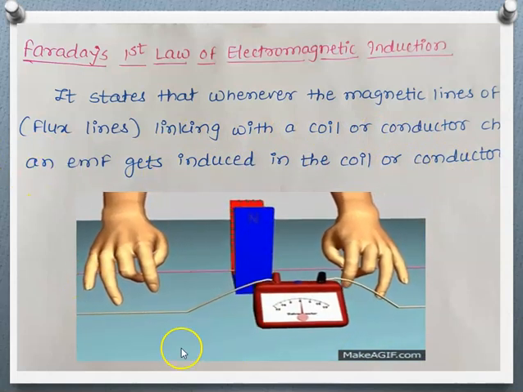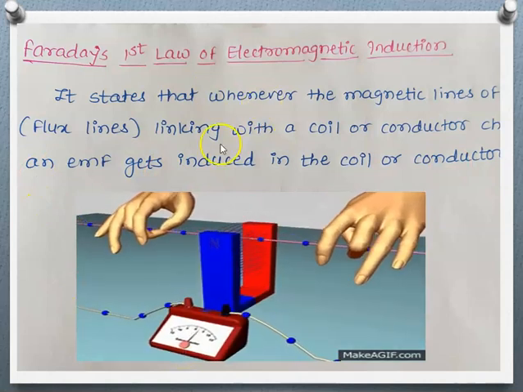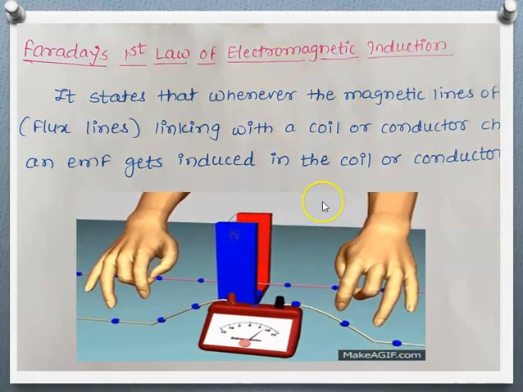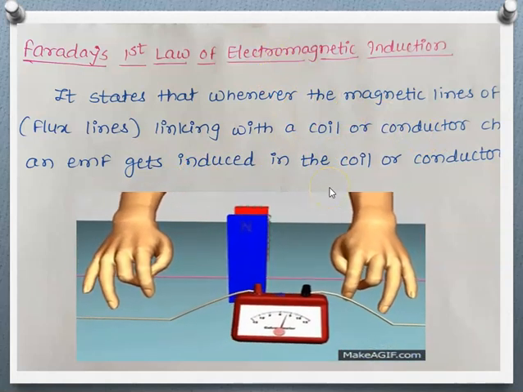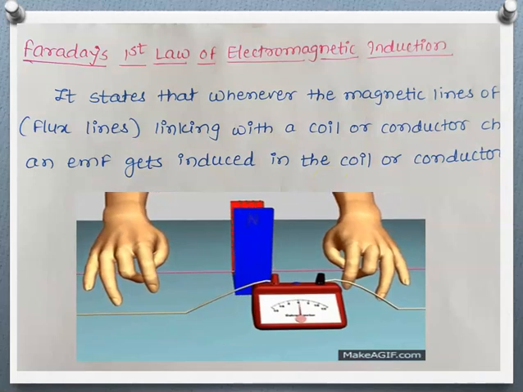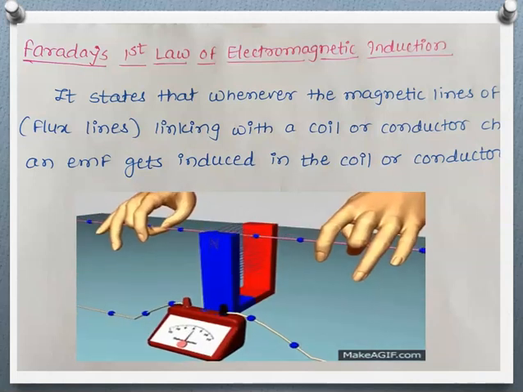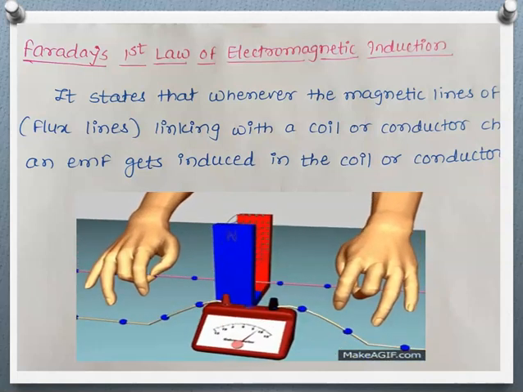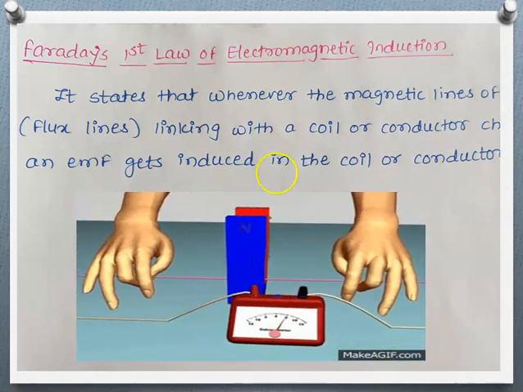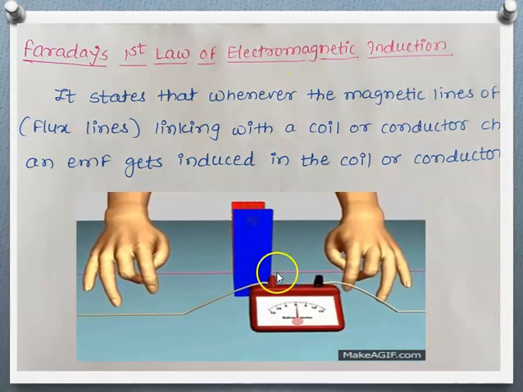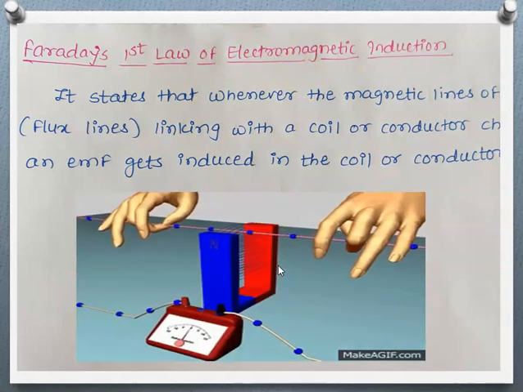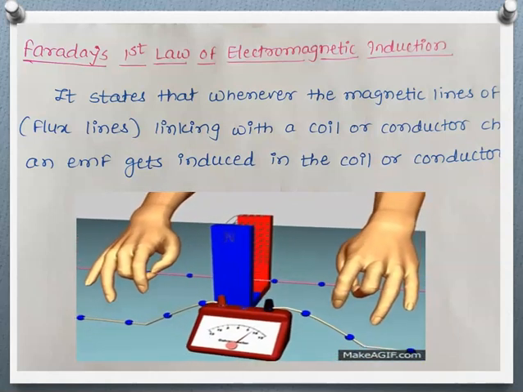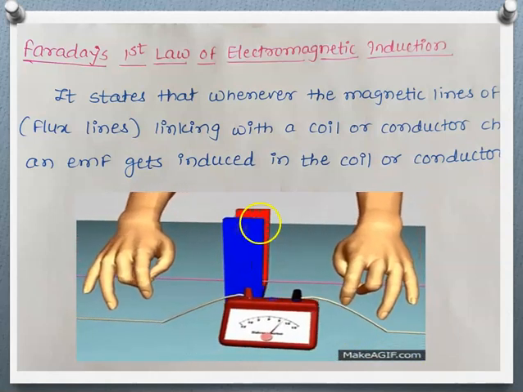That means there are three basic requirements for the generation of EMF. What are those? The first condition is a conductor in which the EMF will be induced. The second is a magnetic field in which we have to place the conductor. And third, the flux lines linking with the conductor must be changing. That means there should be relative motion between the conductor and the magnetic field or magnetic flux lines.